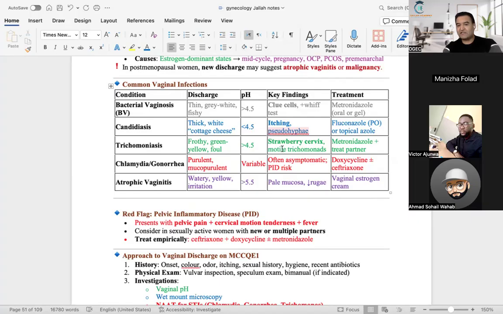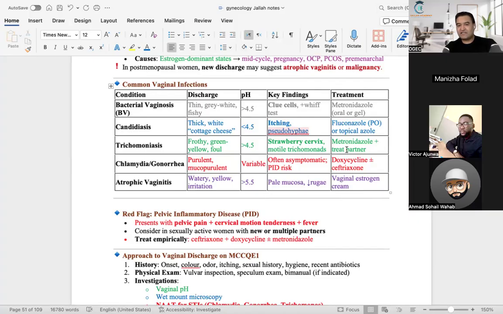Motile trichomoniasis. This keyword, motile, or protozoa, will be mentioned in the scenario. The treatment is the same as bacterial vaginosis.